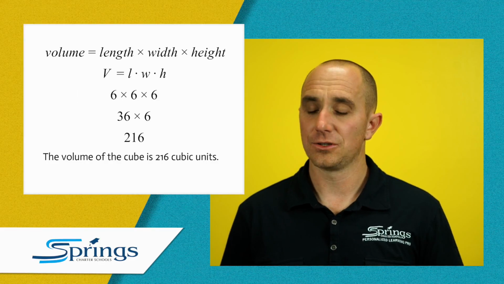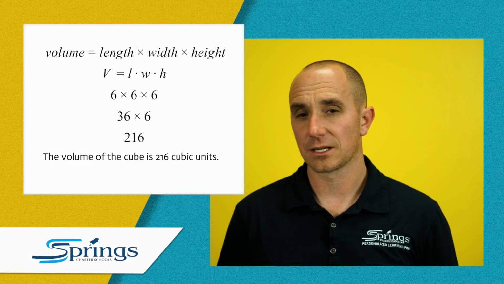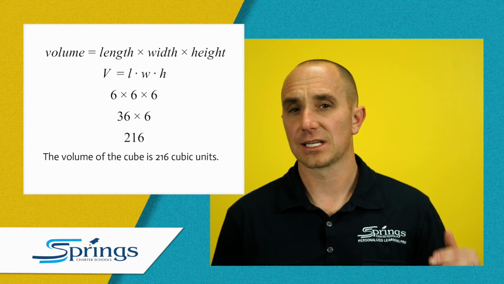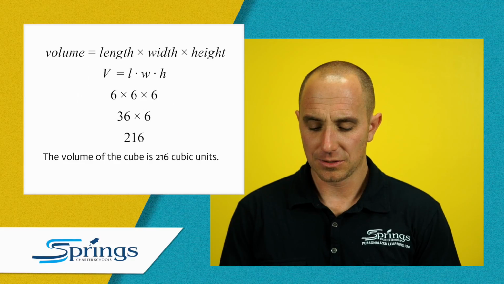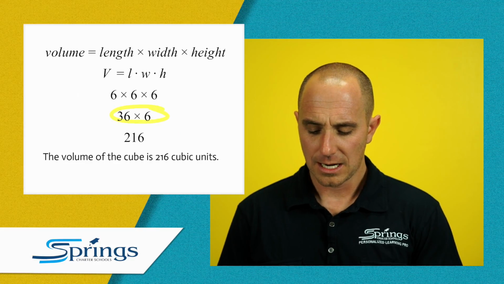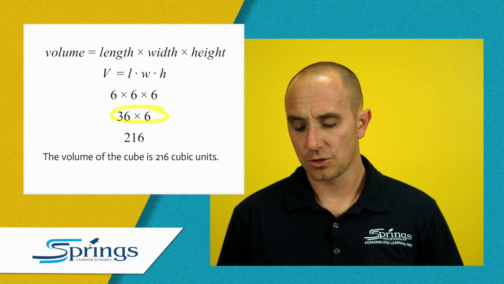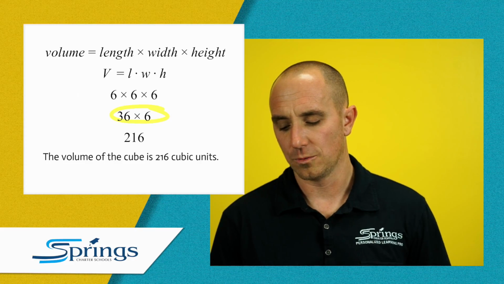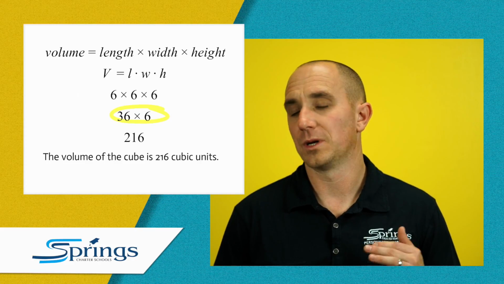Then I always like, as you guys know, to use that triangle strategy and work myself down to one answer. So I have 6 times 6 is 36, and as you can see here, I rewrite it right there. Then 36 times 6 is 216. So the volume of the cube is 216 cubic units.